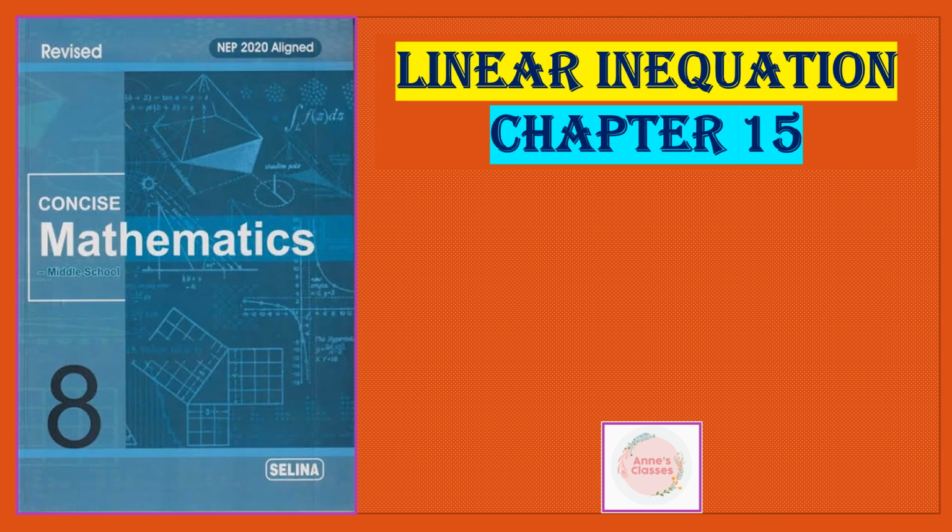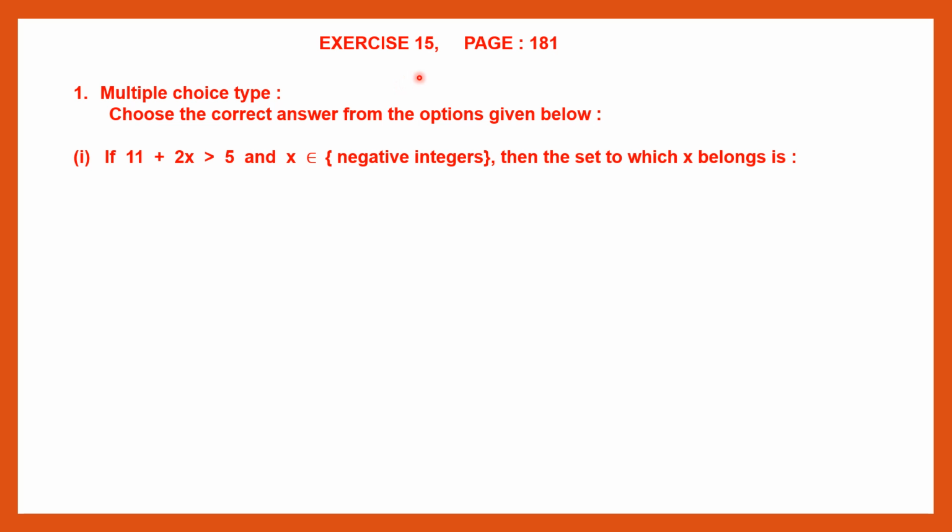Let's do linear inequation, chapter 15, page number 181, and we are doing linear inequations. Now we know what equations are, isn't it? An equation is one in which we say that one side is equal to the other side. So we use the symbol equal to. So we call this an equation.